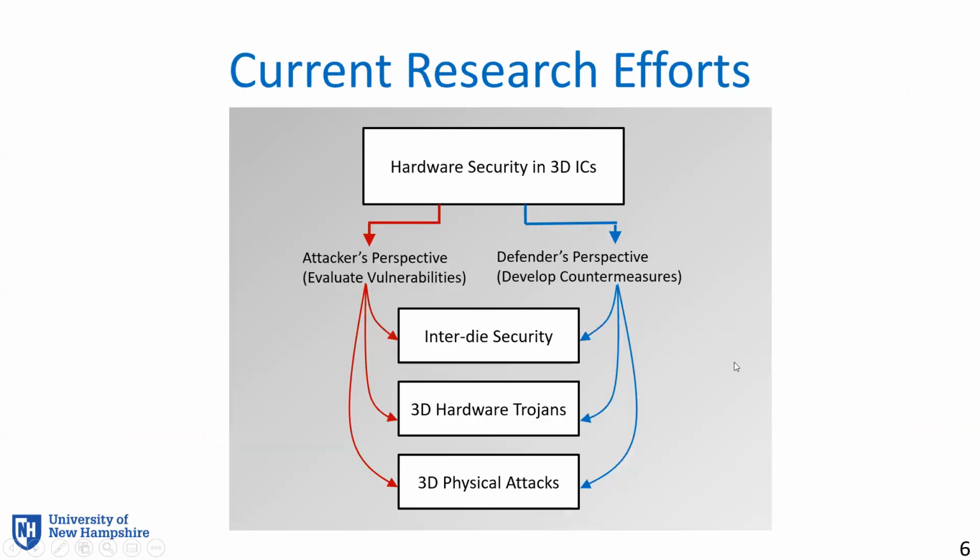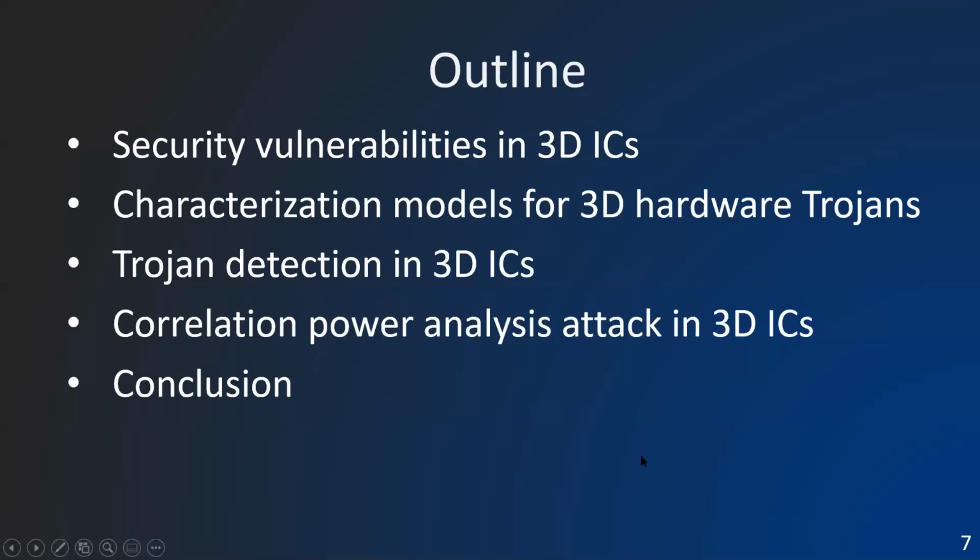So in our research project, we try to address the security challenges in 3D ICs from both attackers' and defenders' perspectives. More specifically, we look into inter-die security, three-dimensional hardware Trojans, and also physical attacks in 3D ICs. In the rest of my talk, I will address four things. One is, what are the new security vulnerabilities in 3D ICs, and what is the difference from the security threats we observed in 2D? Then we will propose a 3D Trojan model, followed by a detection method for this specific 3D hardware Trojan. The fourth topic will be what a power analysis attack looks like in 3D ICs, with special attention on the power distribution network.